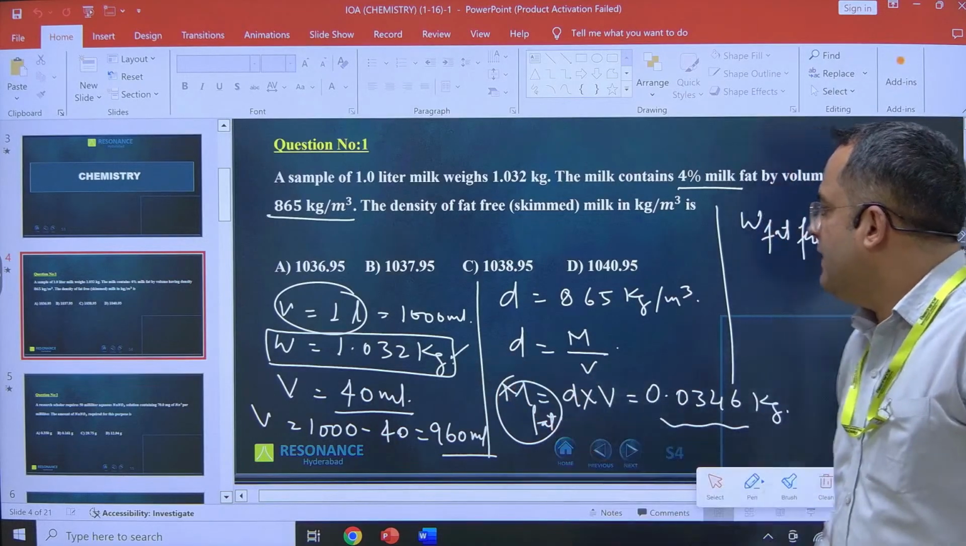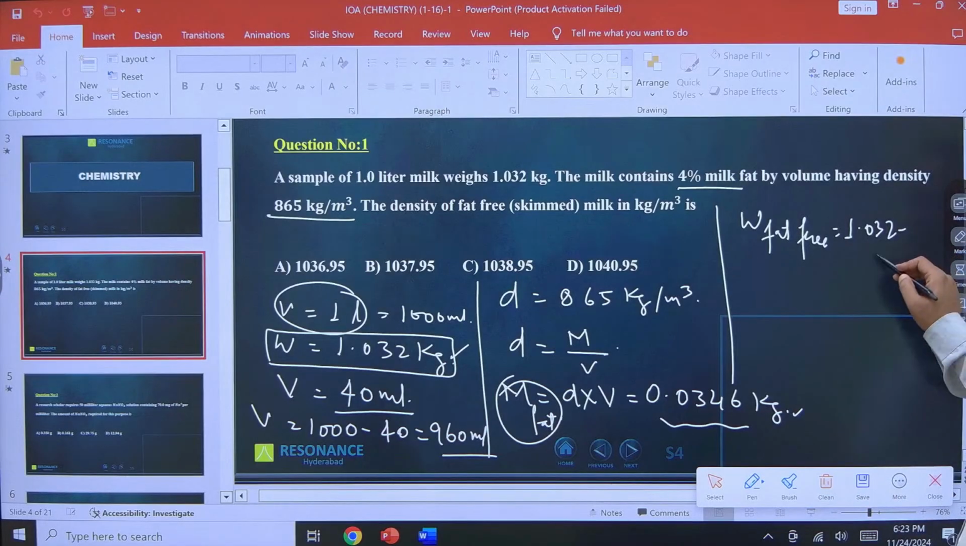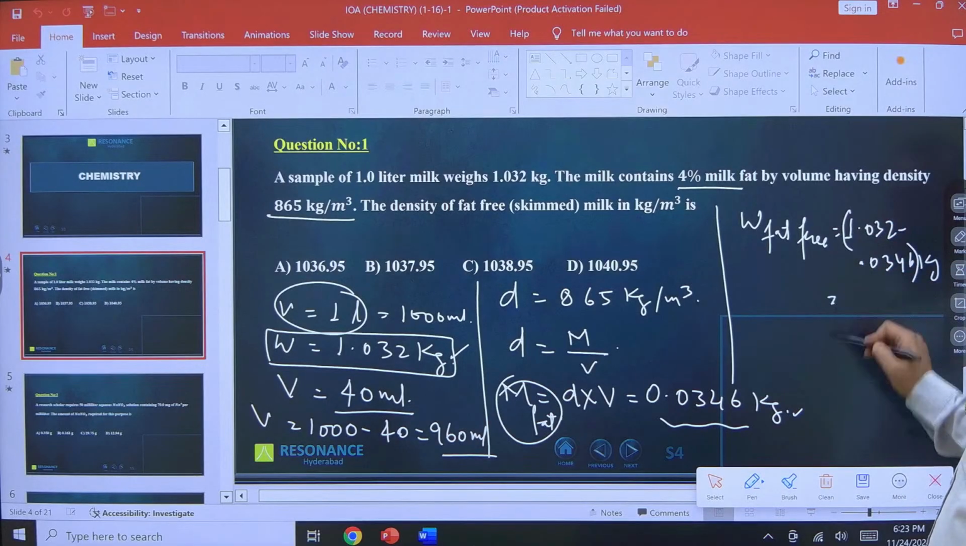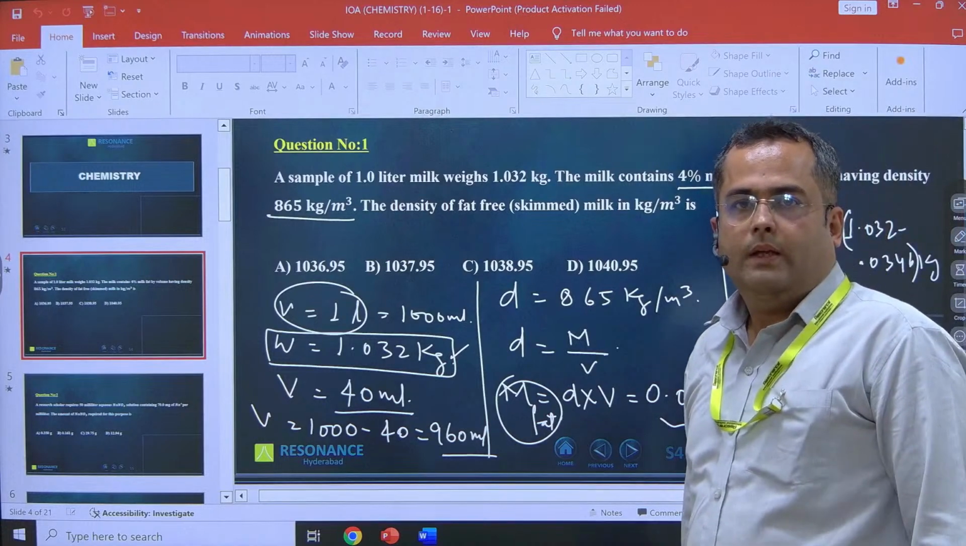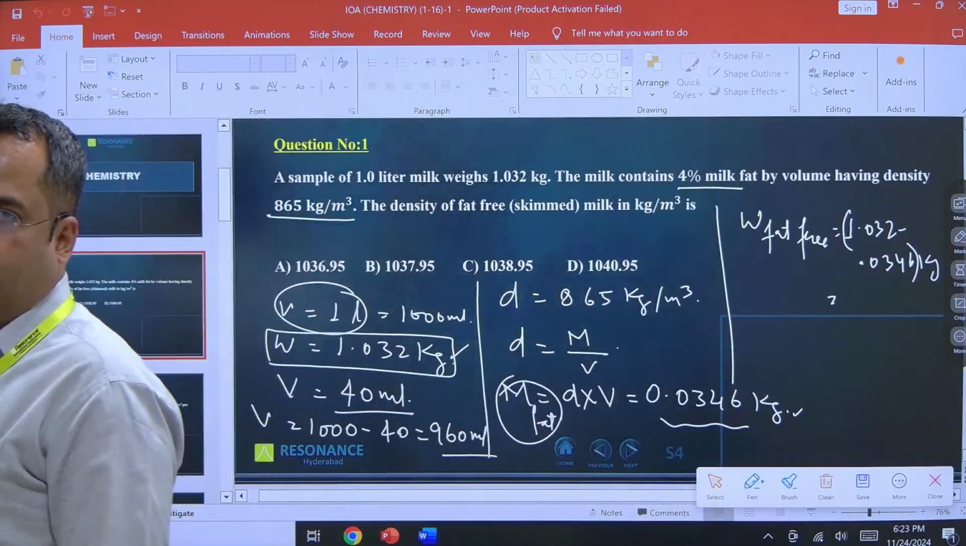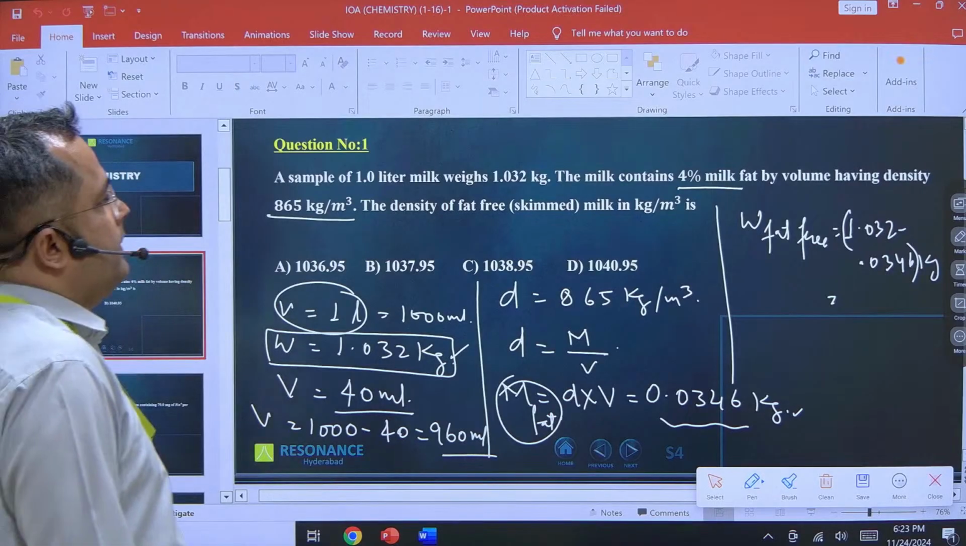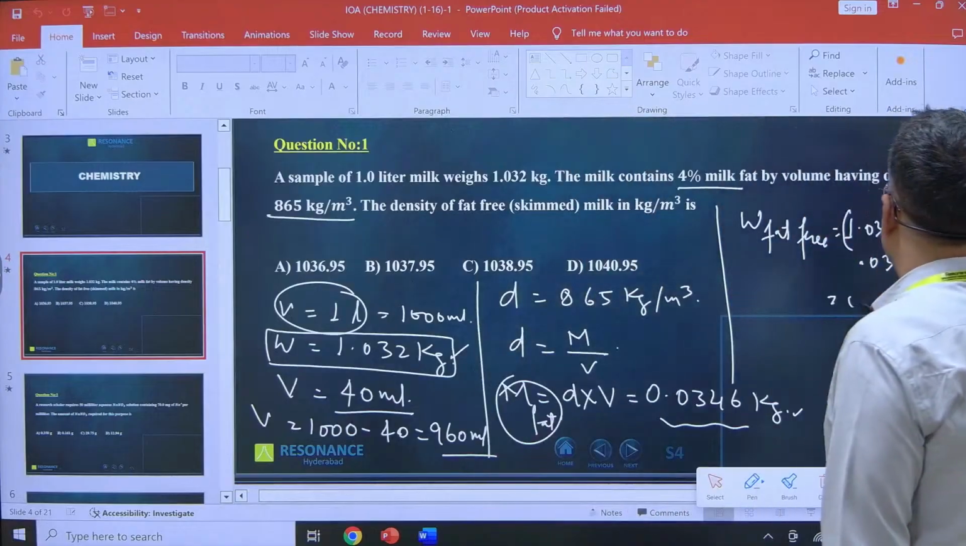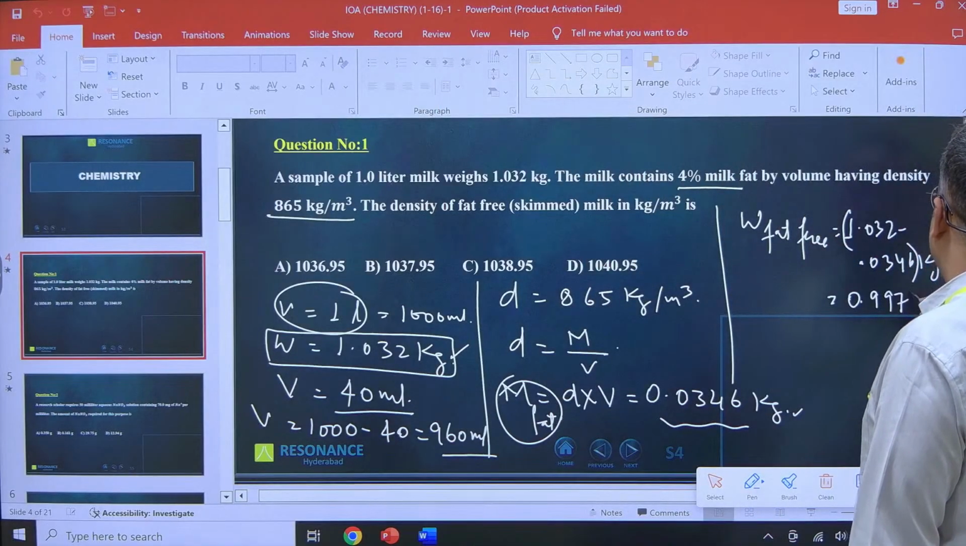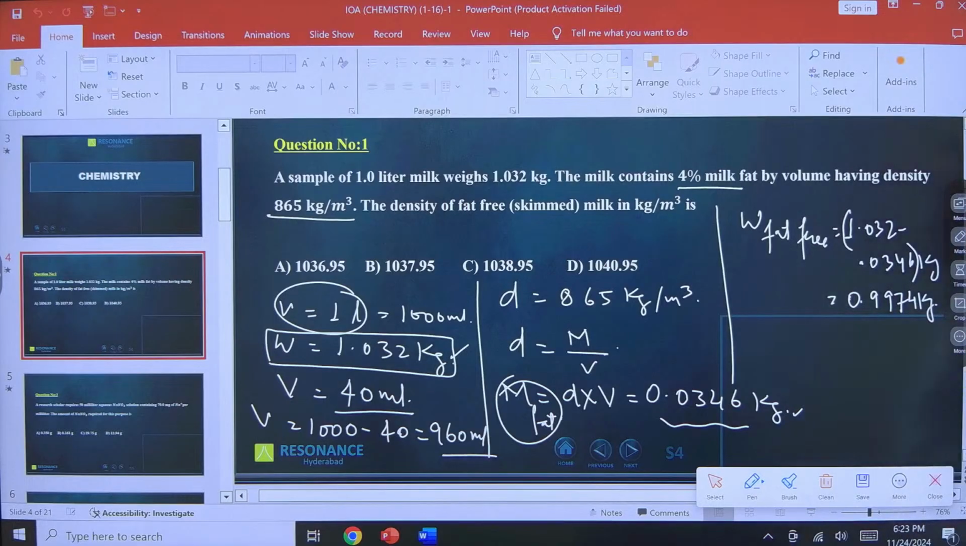See, it is given in kg, it is also given in kg. Just we have to minus, 1.032 minus 0.0346 in kg. It will be equal to 0.9 something. So 1.032 minus 0.0346 is almost equal to 0.9974. 0.9974 kg we will write. It is the weight of fat free milk.